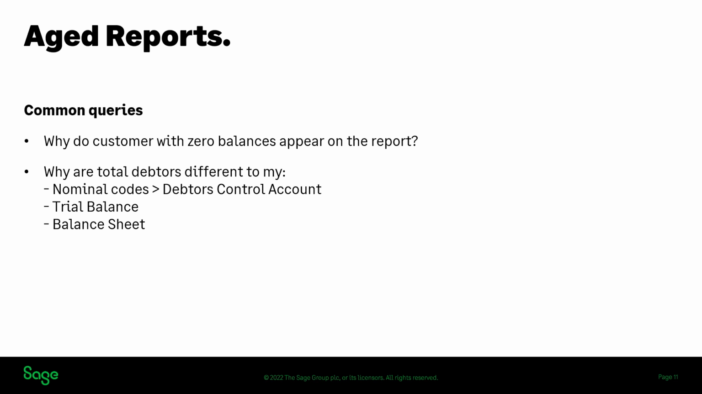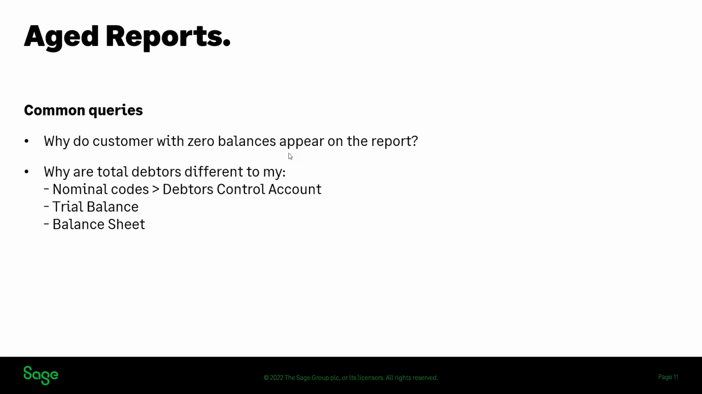Now, probably another common one is, why do customers with zero balances appear on the report? And this is where you may need to do a little bit of tidying up within your various accounts. The reason for having zero balances on the account is that they must have outstanding transactions. It wouldn't include them by default. Now, it might just show zeros across the board when you're looking at the age reports. And what that would mean is you might have an outstanding invoice and a receipt or credit note in the same period, but they're not matched together.